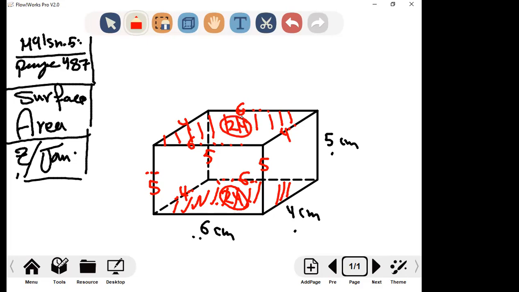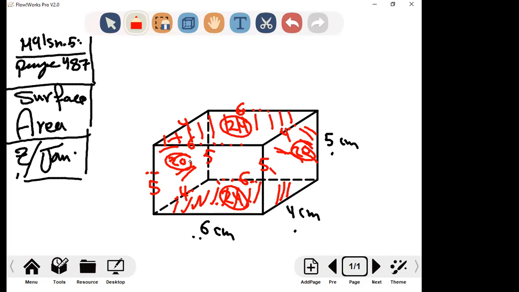Now let's go to the right here. 5 by 4, 20. Now this one here, 20, right? So I have 20 and 20, 24 and 24. How about the face in front of us? 6 by 5, 30. And on the back, so I have 30, 30. I have 24, 24, and I have 20, 20. So I have equal areas, right?